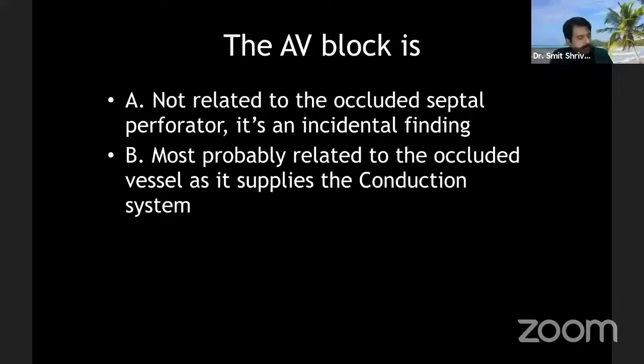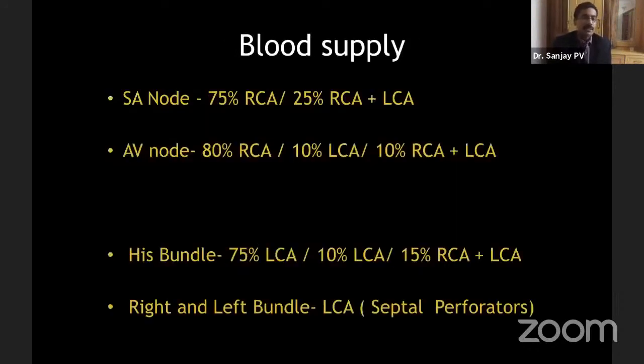Coming back to the poll, the house is undivided for not related to occluded septal perforator incidental finding. So we were also probably thinking about the same. Then I went back and looked at the literature. There are cases where you can have a jailed septal perforator causing AV block, and those AV blocks are very, very malignant. So the reason I'll tell you.